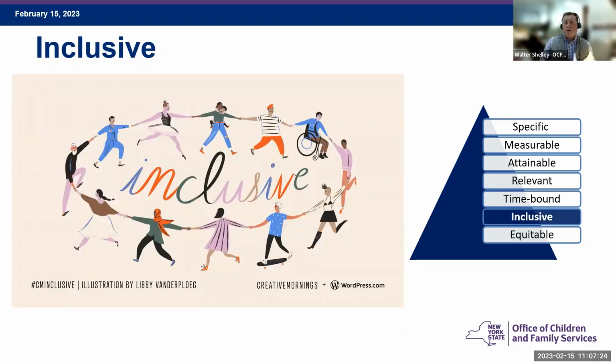The next one of SMARTY is inclusive. Are you being inclusive with the issue? And this is also making sure then that the CQI team is including traditionally excluded individuals in all the processes, the activities, and the decision-making for the project. And this is done in really multiple steps.